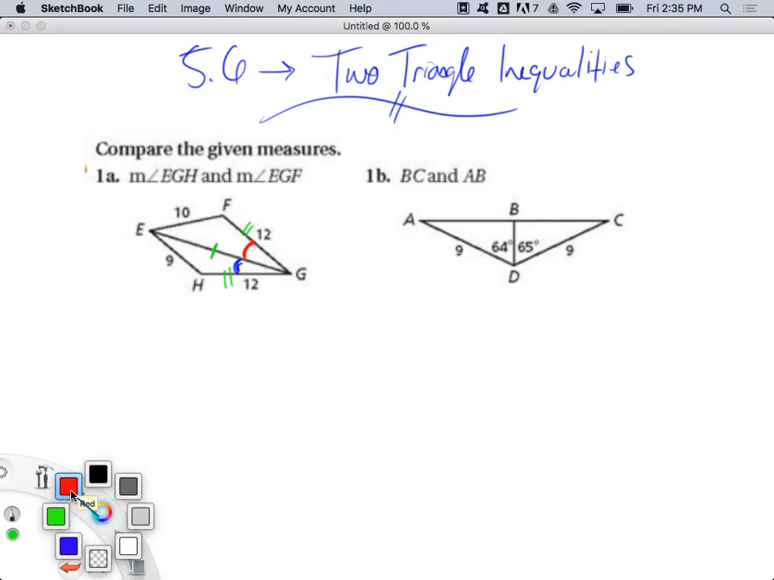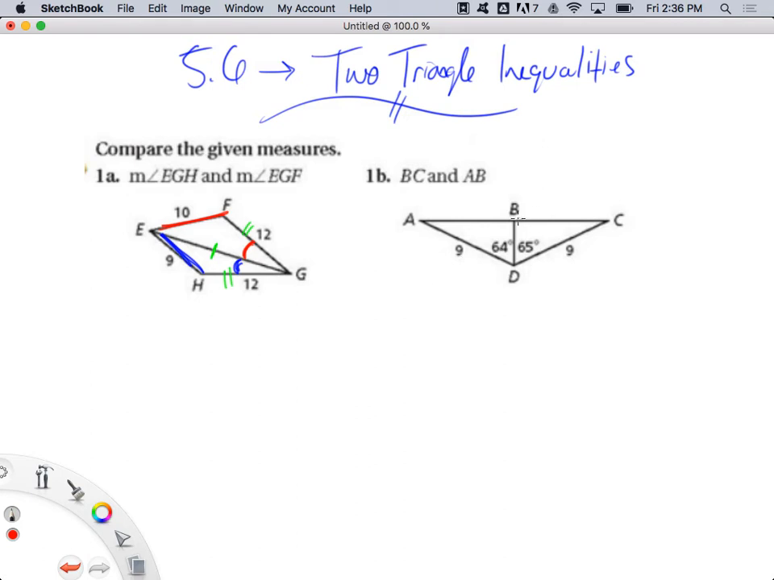Raise your hand if you think the blue one is the biggest. Raise your hand if you think the red one is the biggest. Why do you think the red one's the biggest? Because that's 10, you see? Since that side is bigger than that side, then the red angle is bigger than the blue angle. Cool. Now, BC and AB.